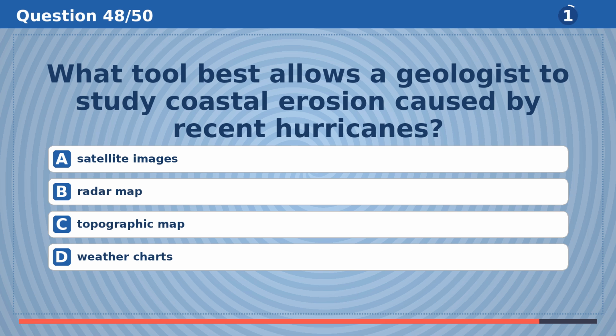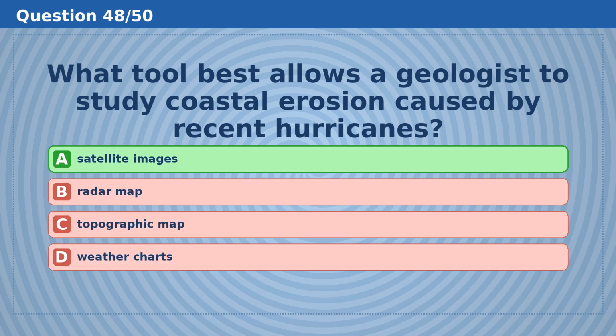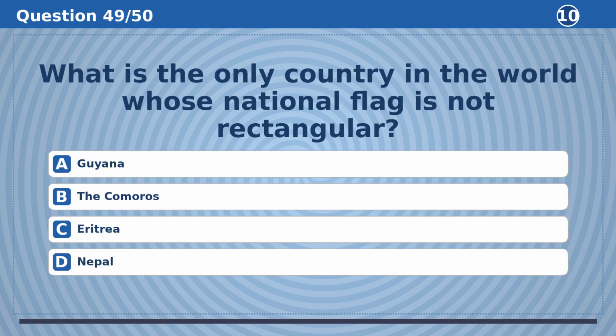What tool best allows a geologist to study coastal erosion caused by recent hurricanes? The answer is A, satellite images.